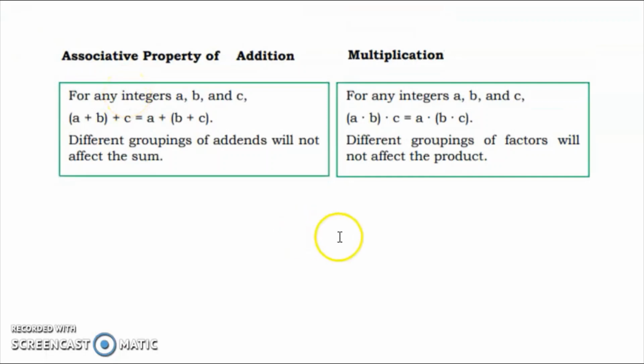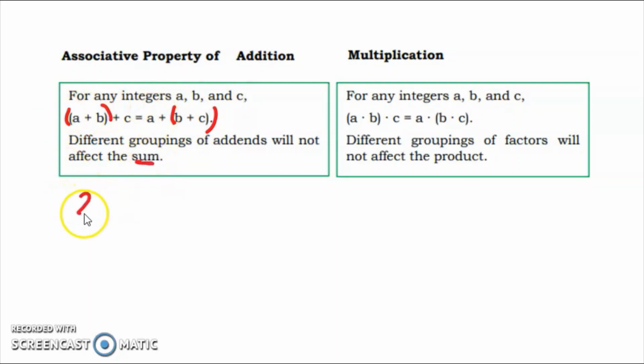For any integers a, b, c, okay, a plus b, na sila yung nasa loob ng parenthesis, sila yung magka-group, plus c equals to a plus, tapos b plus c naman yung magka-group. Different groupings of the addends will not affect the sum. So, ibig sabihin, kahit si a plus b man ang magka-group sa una, or kahit si b plus c naman yung gawin natin magka-group, hindi maaapektuhan yung sum. Okay? Pareho pa rin ang magiging sagot.